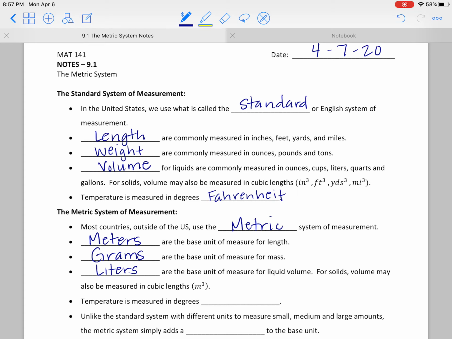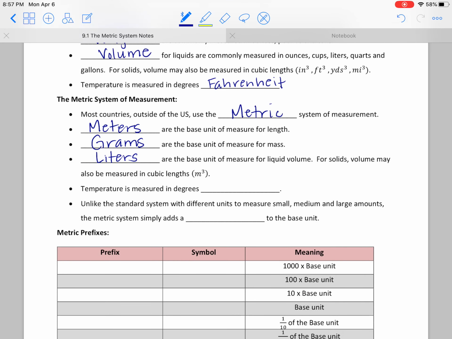Now I say the base unit, there are probably some other words that you can connect to the word meter. Maybe I'm sure you've heard of centimeter or kilometer. And those prefixes that go in front of those base units we're going to talk about in just a few minutes. But those are your basic units of measure for the metric system. Temperature in the metric system is measured in degrees Celsius.